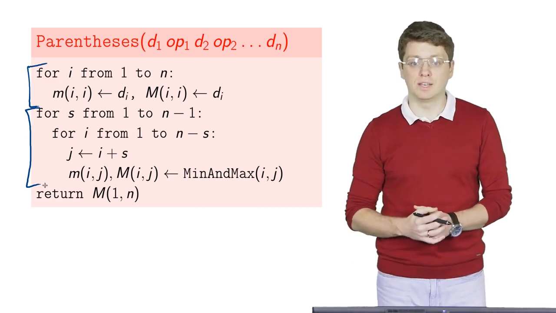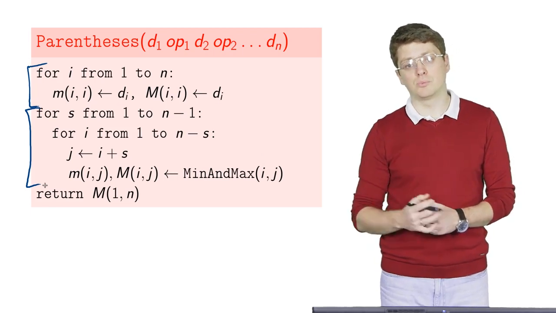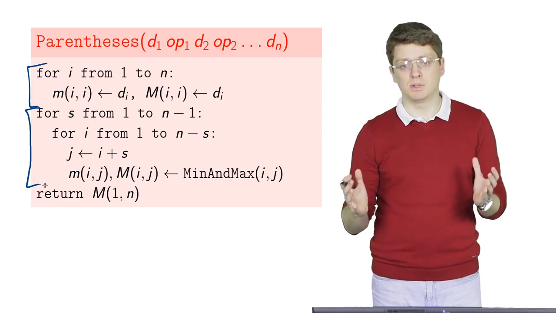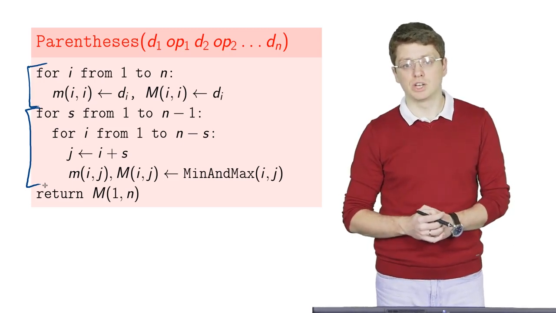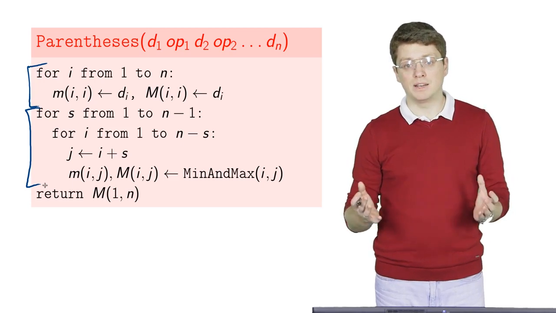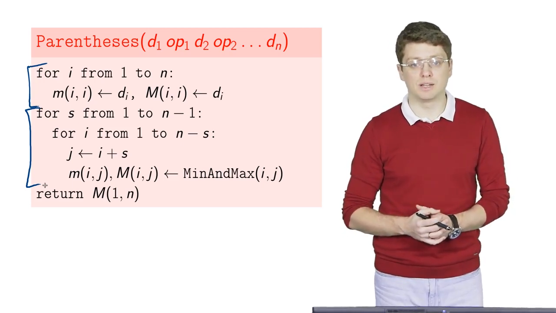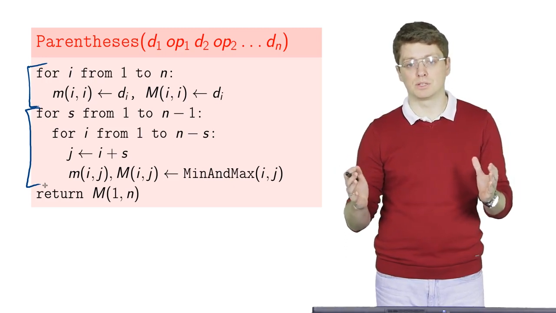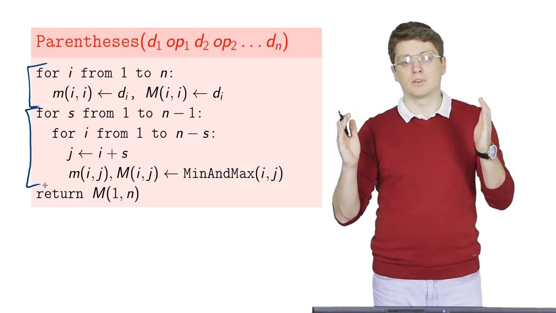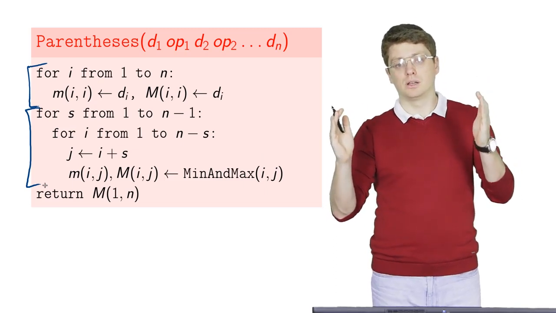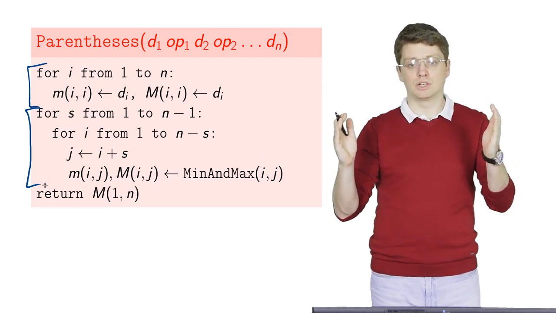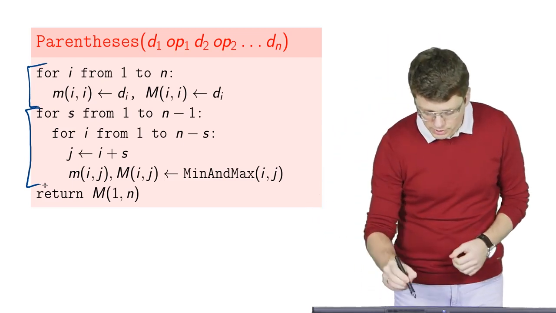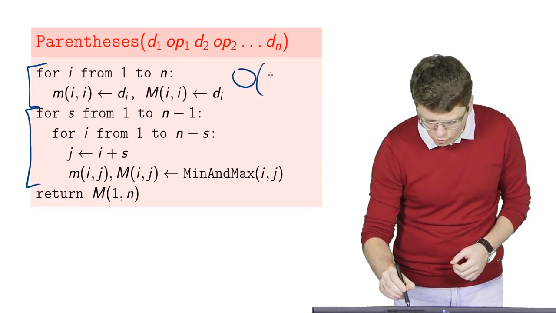When i and j are fixed, we call the procedure min and max to compute the minimal and maximal value of the sub-expression ij. So finally, we return the value of capital M of 1n as the result for our initial problem, because this sub-expression 1n corresponds to our initial problem, containing all digits from 1 to n. Okay, so the running time of this algorithm is cubic, namely big O of n cubed.